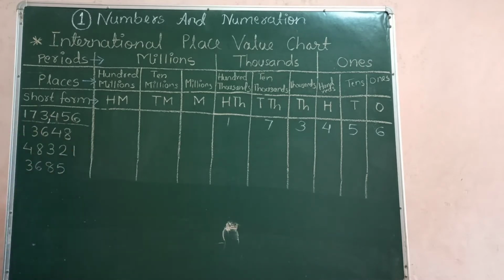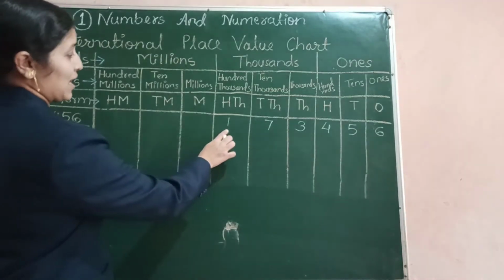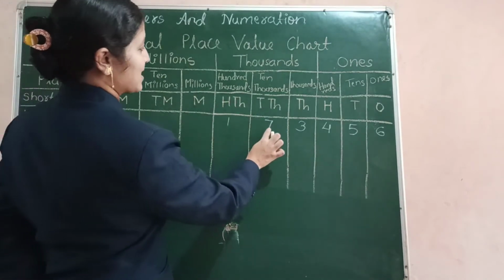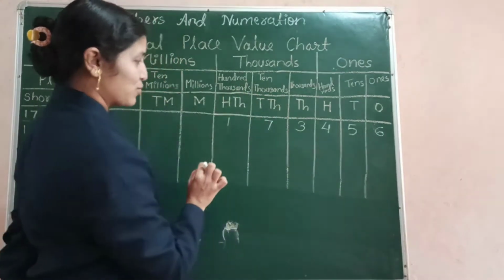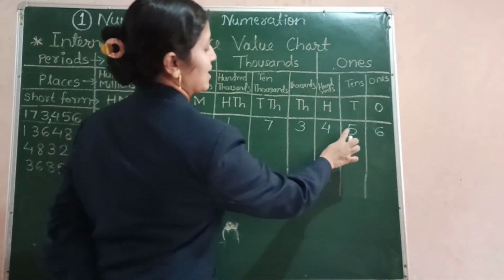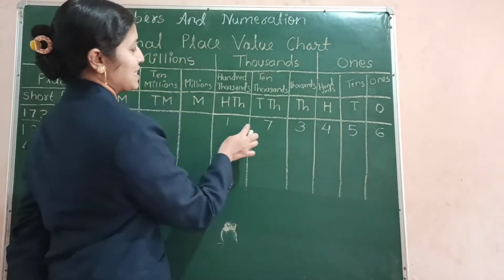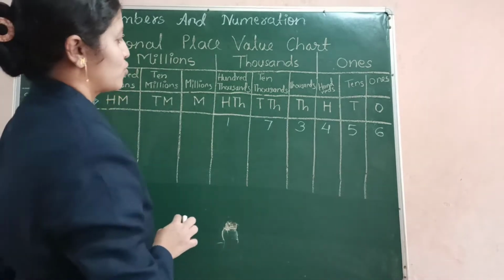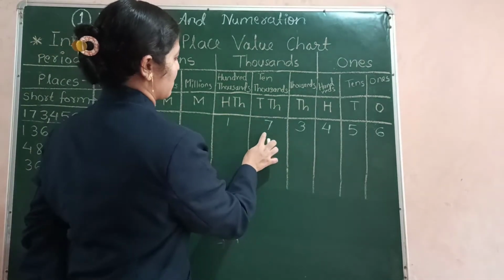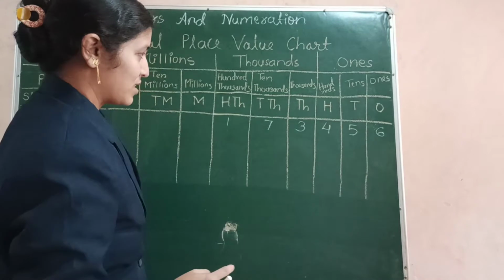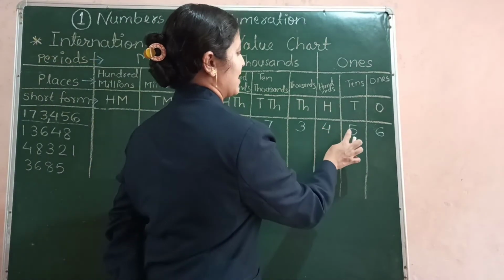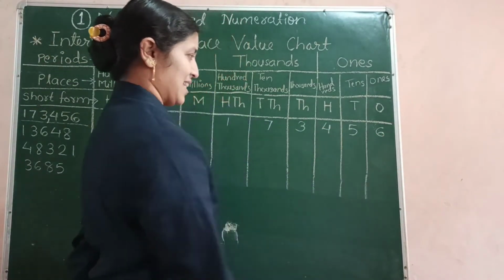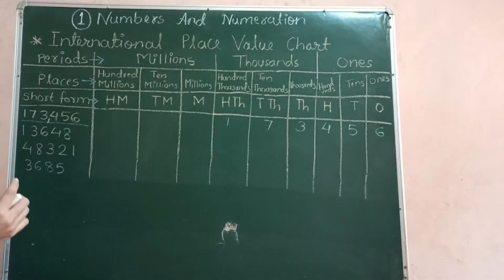173,456. How will we read it? These three numbers are in the ones period, so we will read it as 173 thousand, 456.